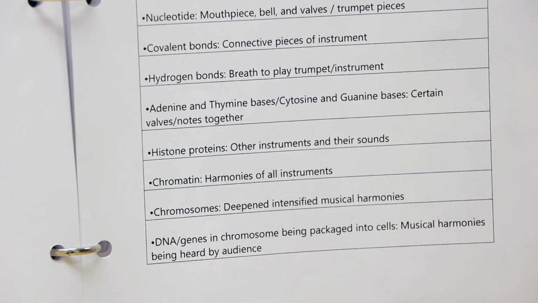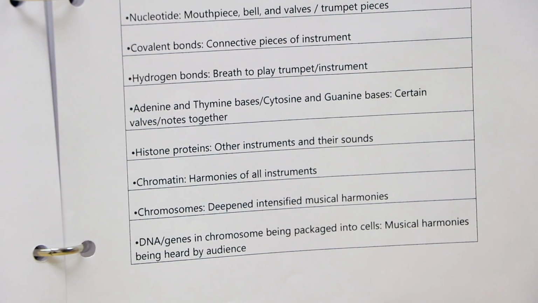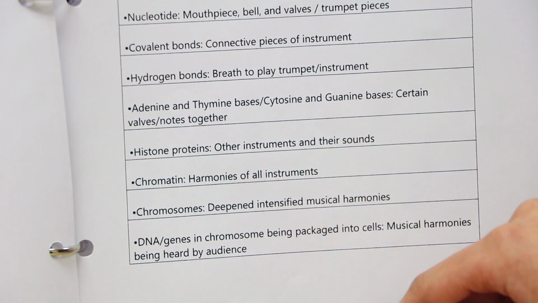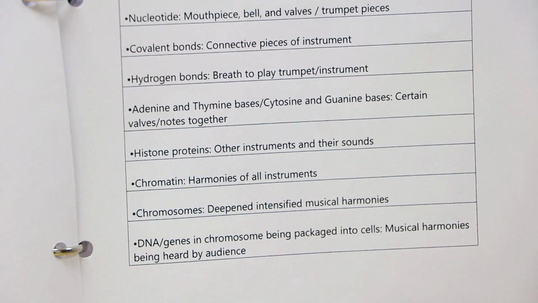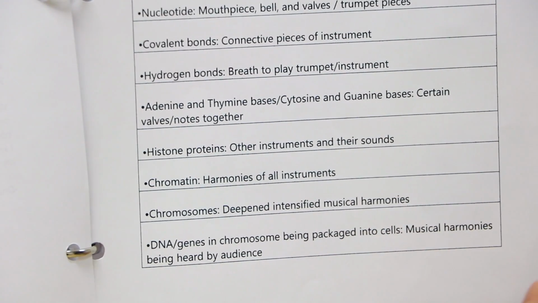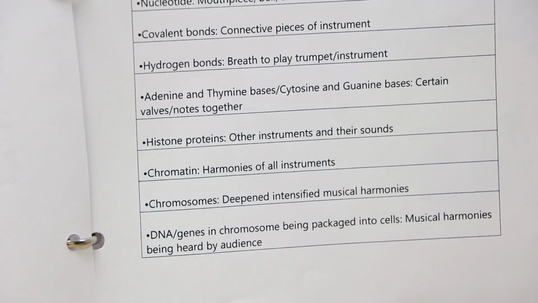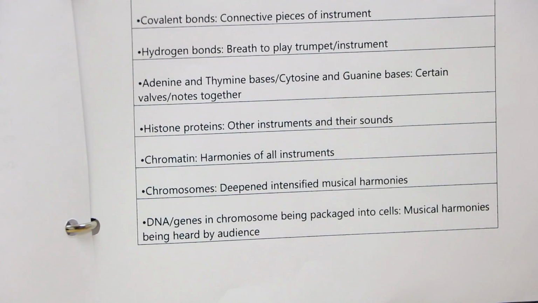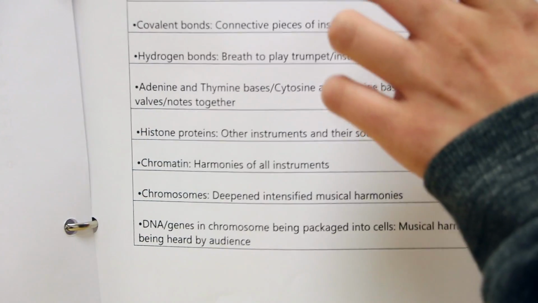And then the histone proteins are like the other instruments in the orchestra and their sounds. And then the chromatin is like the harmonies of all the instruments. And then the chromosomes are the deepened and intensified musical harmonies. So that would be all together, deeply in the middle of the orchestra. And then finally the last analogy would be the DNA and the genes in the chromosome being packaged into cells. So that would be the musical harmonies being heard by the audience, because the audience would hear it, which is like the chromosome being packaged into the cell. So I guess the audience is the cells.